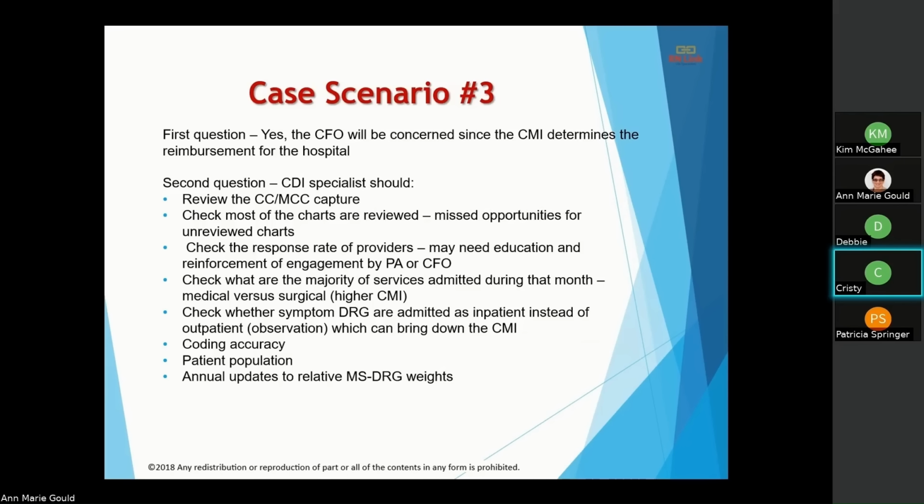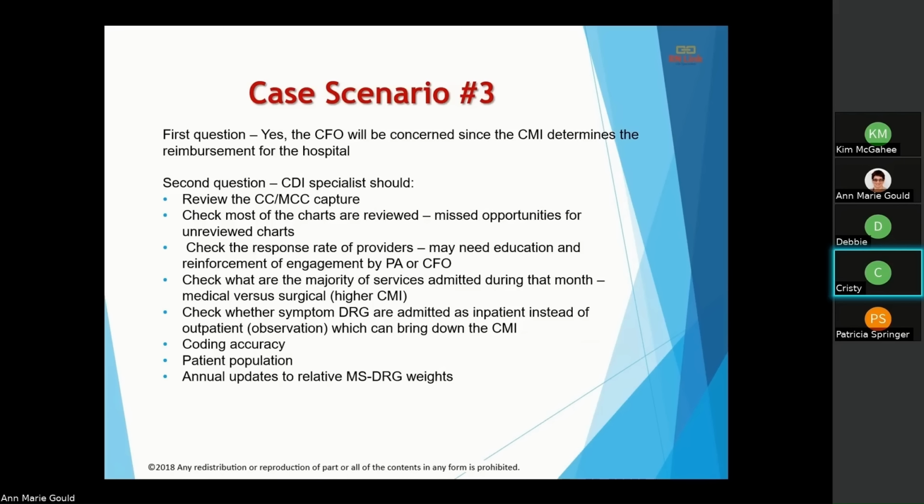And check what majority of services were admitted during the month. Like Patricia was saying, is it medical versus surgical? One time the CFO was asking me about exactly the same thing, so I looked at the services in that particular month. First of all, it's a short month, and secondly, there were only two open heart surgeries and just a few ortho. But in January there were more surgeries compared to February, so that would also affect the CMI because of the relative index, right?